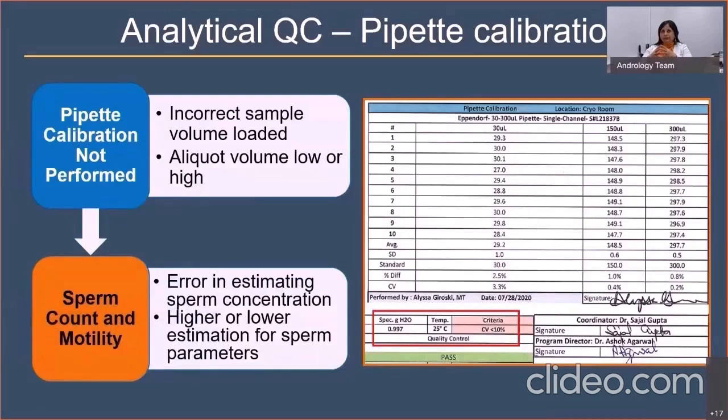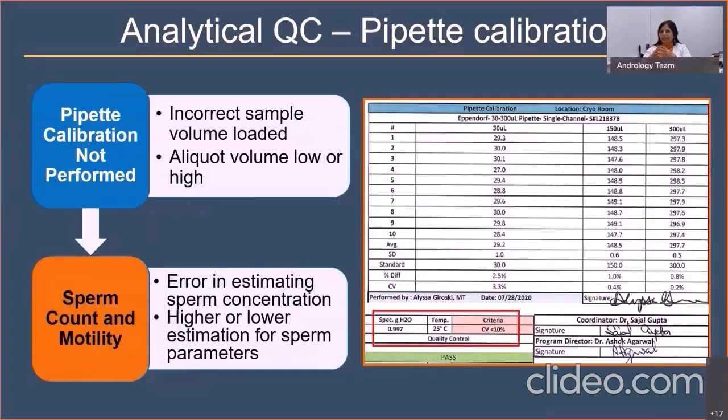The instruments that are important in conducting a semen analysis: the pipette calibration. If it is not performed, an incorrect sample volume can be loaded. And as a result, there is an impact on the sperm count and motility, and there will be an error in estimation of the count or the motility.